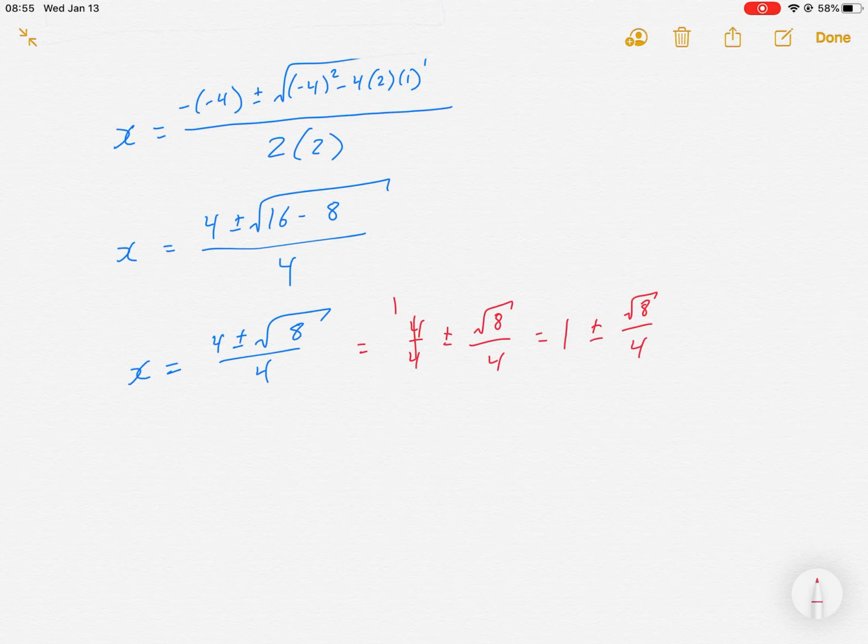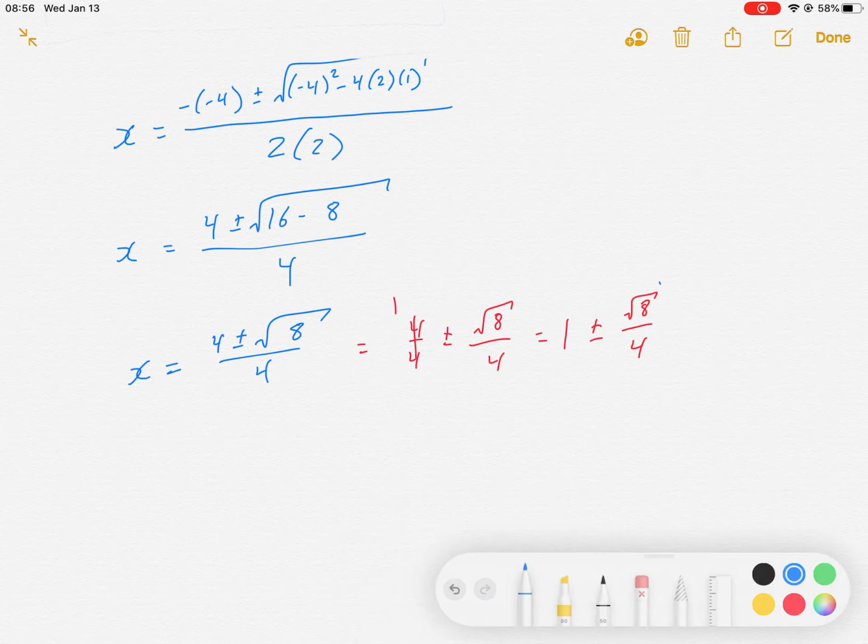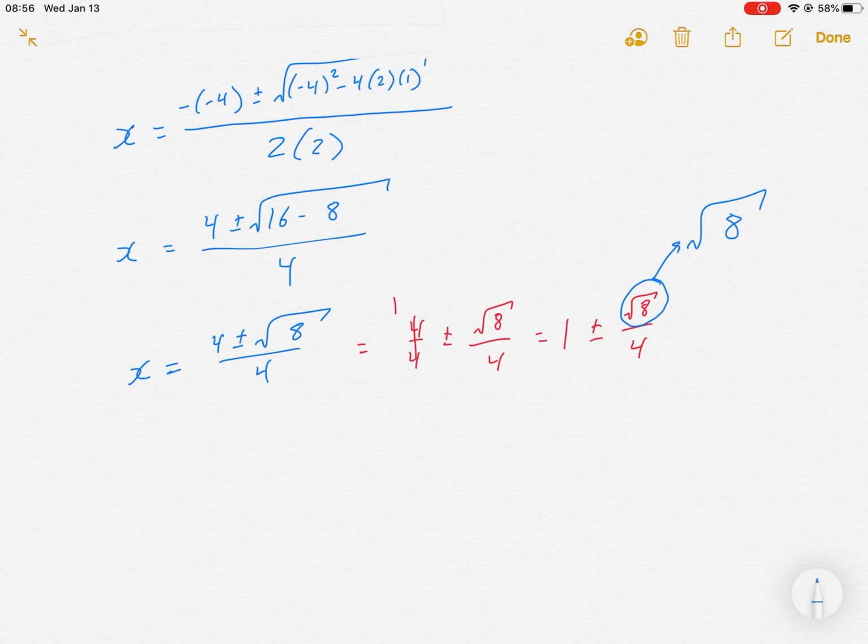But actually, this is not quite simplified enough yet. There's one more step you'll see a lot of the times. That square root of 8, we're going to do something called reducing the radical. So 8 is the same as 4 times 2. I wrote it this way because 4 is a perfect square. So I can rewrite this as the square root of 4 times the square root of 2. And the square root of 4 is 2. And so I'm left with 2 root 2.